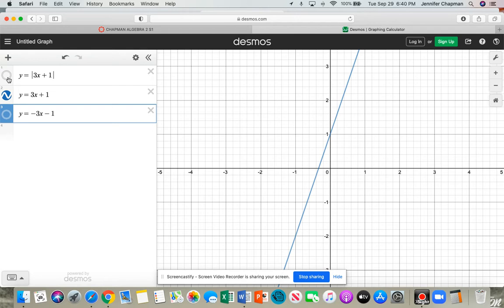It's y equals 3x plus 1, right? But the difference between number 1 and number 2, the red and the blue function here, is that the blue function is just a linear function. It's a straight line. But the red function takes everything below the x-axis and bounces it back up because of this absolute value grouping symbol, right? Absolute value, you can plug negatives into it, right?